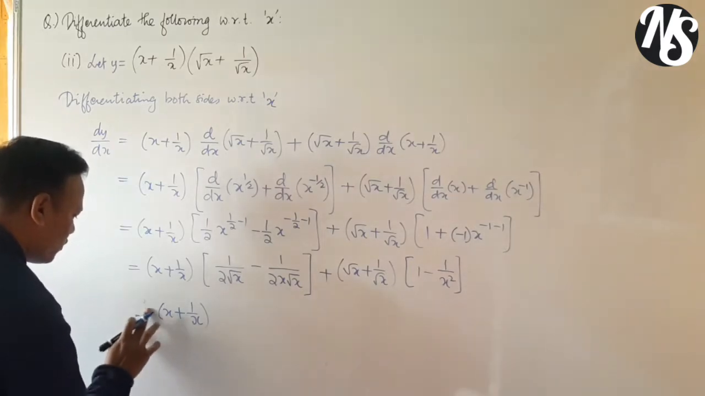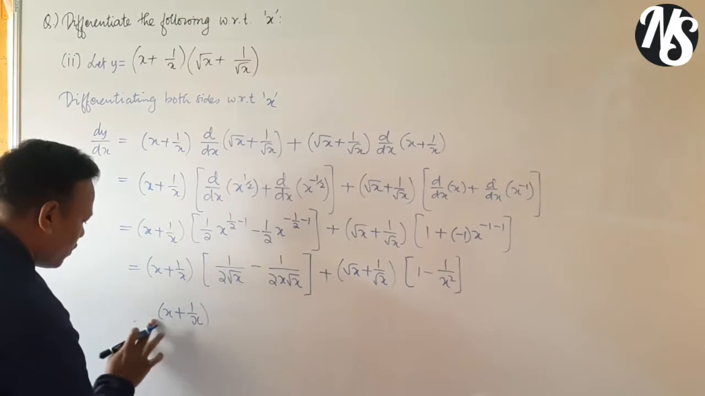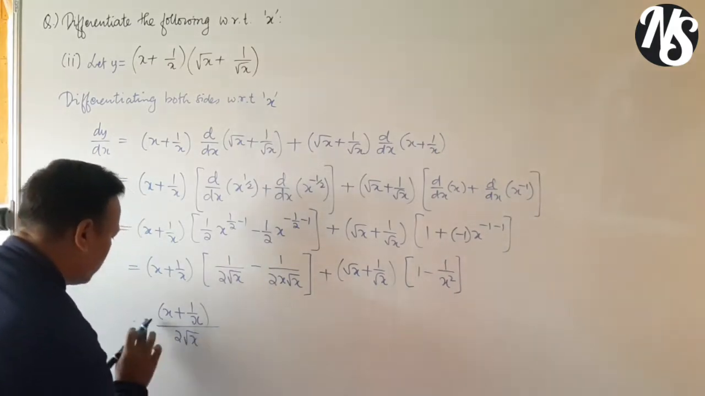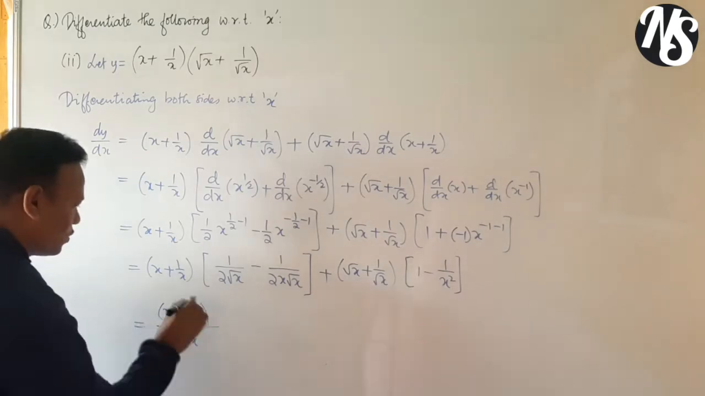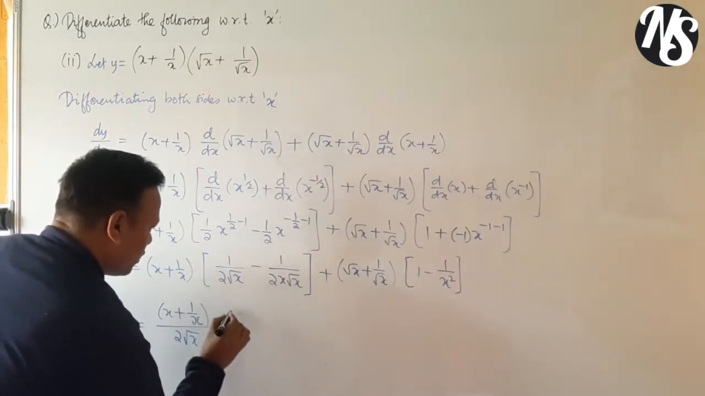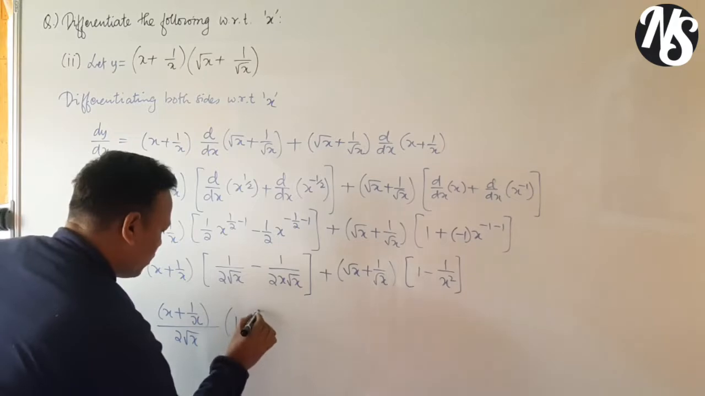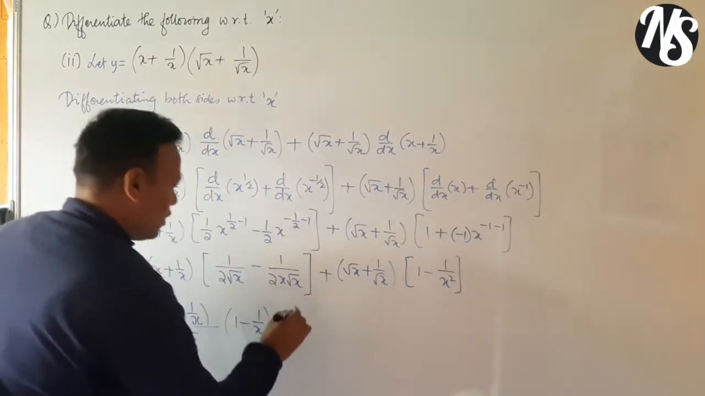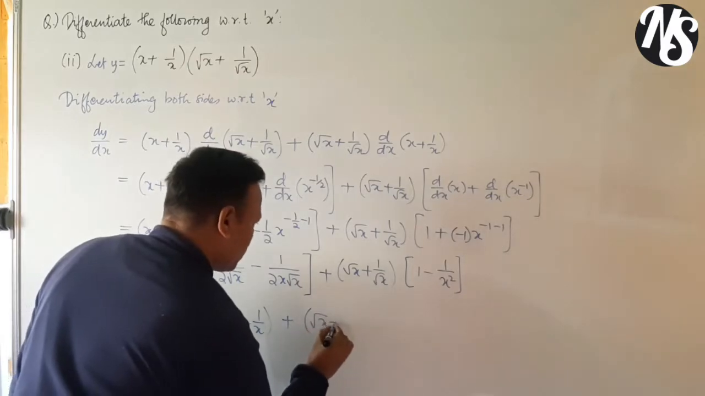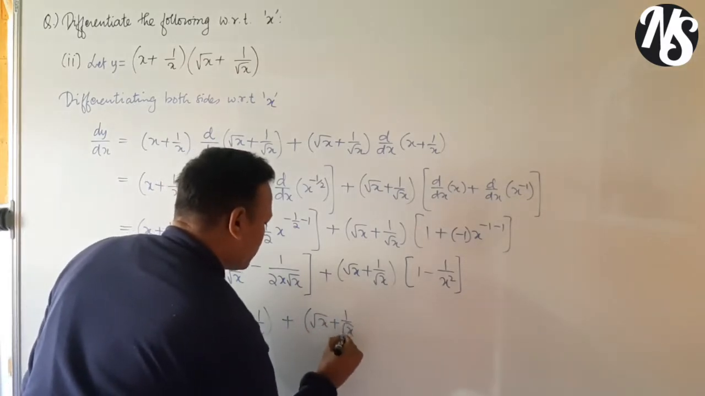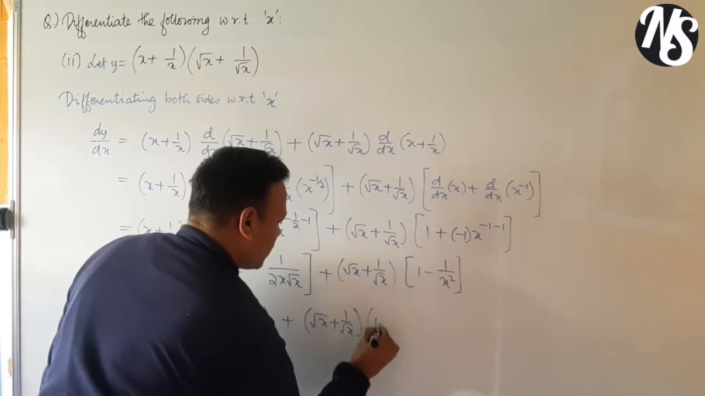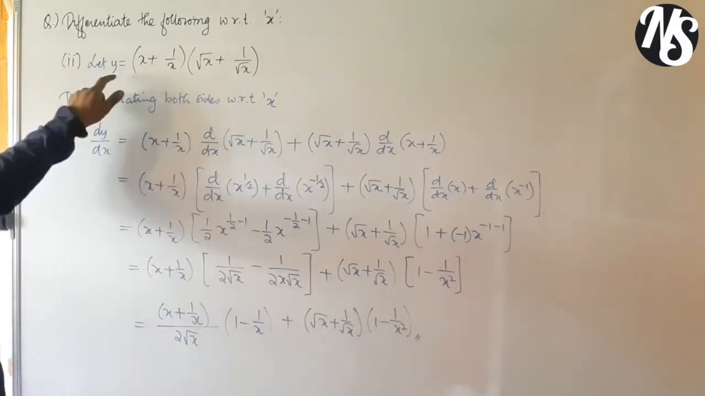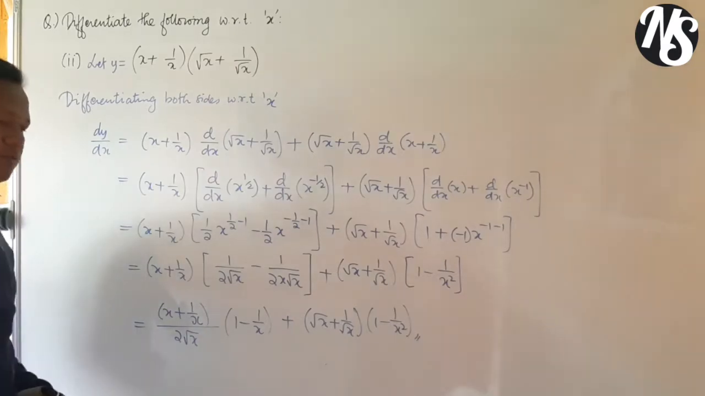Okay, so instead of that, you can do one thing. Keep 2 root x here. So this becomes equal to, so here what will be left? Here 1 will be left, and here you will get this much. Yes, so plus, similarly this becomes root x plus 1 by root x. So this is 1 minus 1 by x squared. So this will be my answer for this particular question. So pause the video and note it down.